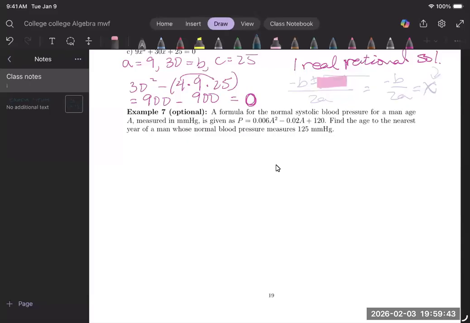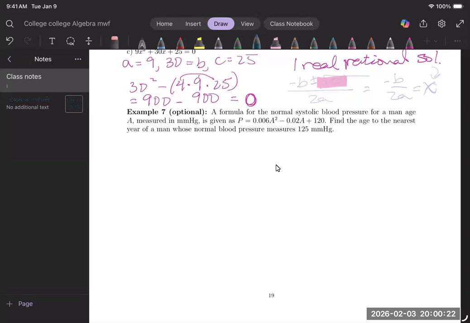A formula for the normal systolic blood pressure for a man aged A, measured in mmHg, is given as P equals 0.006 cap A squared minus 0.02 cap A plus 120. Find the age to the nearest year of a man whose normal blood pressure measures 125. I don't even know what mmHg is. I'm sure some of y'all do, and you're shouting at your screen right now. So forgive me. I know it's systolic blood pressure.